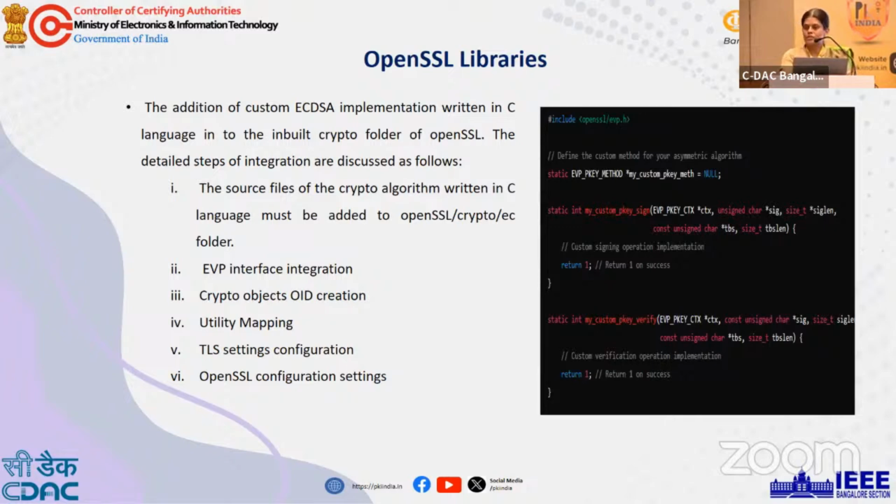The structure must be strictly followed in order to incorporate your custom crypto implementations. The source files, written in C, must be added into the crypto folder. You have to follow the EVP interface for integration, that is, your algorithm and code must be in the structure of an EVP. You have to create an object identifier for the crypto module, and map all the utilities like error creation, error collection, etc. For an asymmetric algorithm, since it also works on the TLS layer, you have to configure the TLS settings and go for the build info.